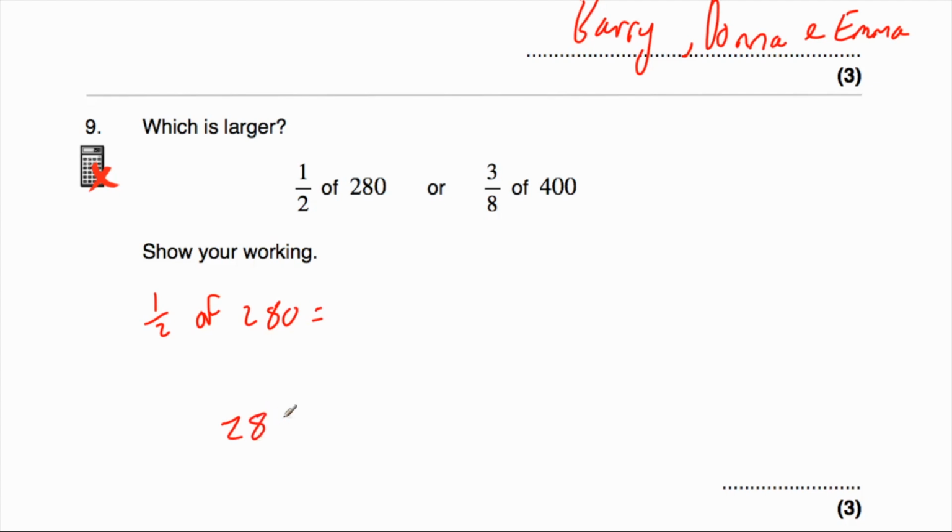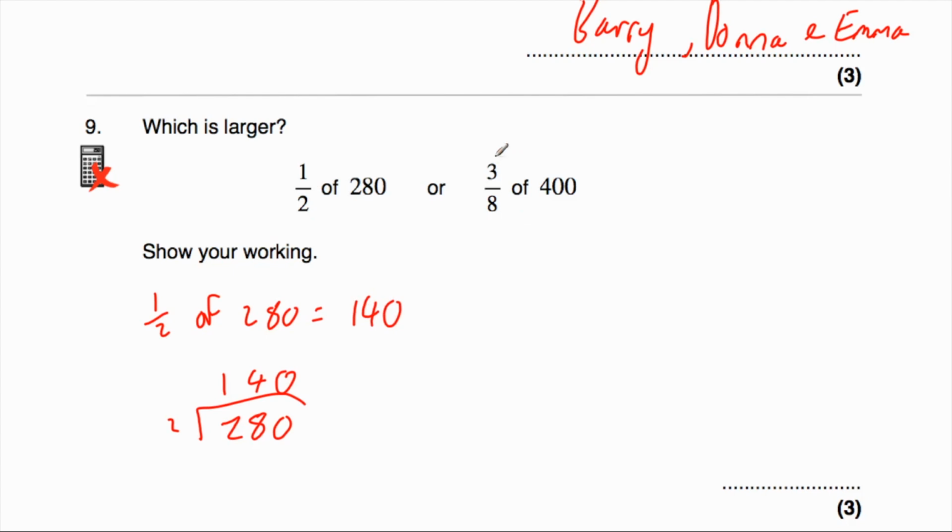So let's take our 280 and use the bus shelter method. We'll say how many 2's go into 2? 1. How many 2's go into 8? That's 4, because 4 times 2 is 8. And how many 2's go into 0? 0. So a half of 280 would be 140. So a half of 280 is 140. So we now know what a half of 280 is.